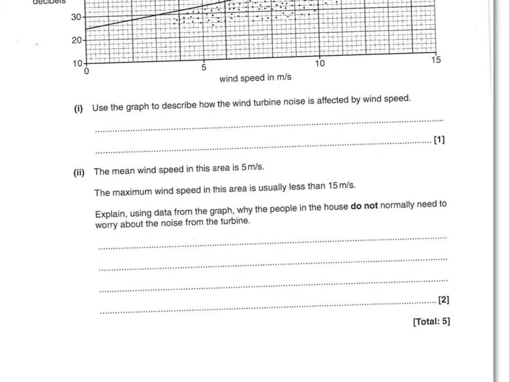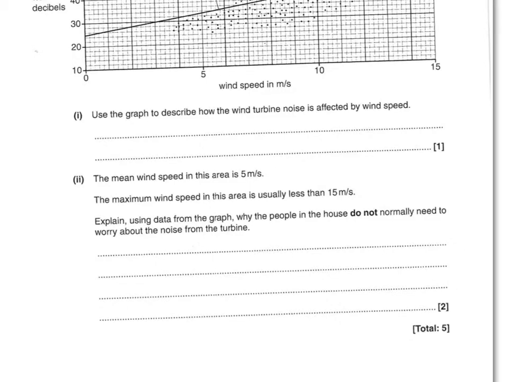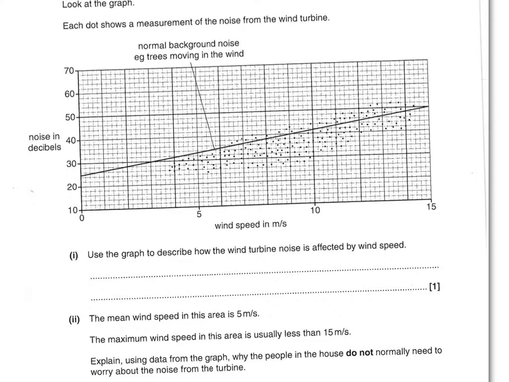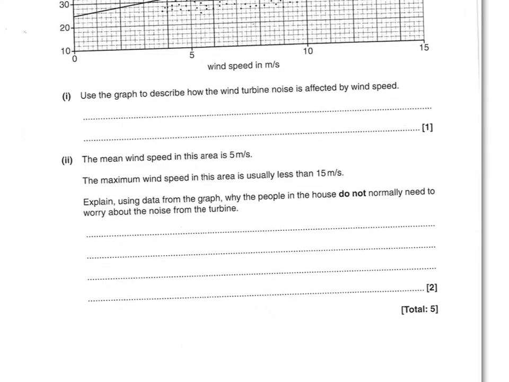The mean wind speed in this area is 5 meters per second. The maximum wind speed in this area is usually less than 15 meters per second. Explain using data from the graph why the people in the house do not normally need to worry about the noise from the turbine. So this line here shows the background noise. So you can say for low speeds at 5 meters per second, the noise level is always below the background noise. Whereas at high speeds, above the mean speed, most of the time it's below background noise, but sometimes it's above. So it's not much above the background level. So that's why. Those 2 points get those 2 marks.